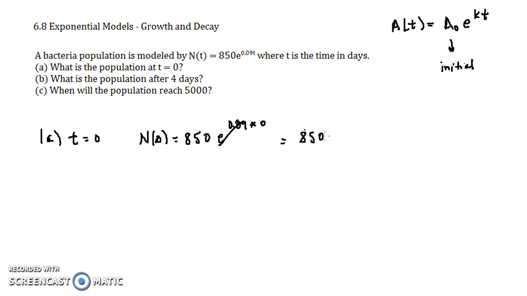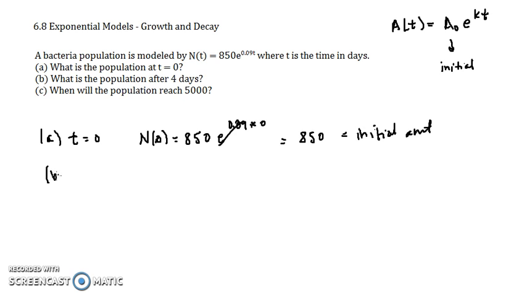Okay, so you can either plug it in or you can just remember to use the number up front, and you get 850 for your population at time 0, or your initial amount. Okay, that's what initial amount means. All right, so there's our initial amount. Okay, so let's move on to part B.